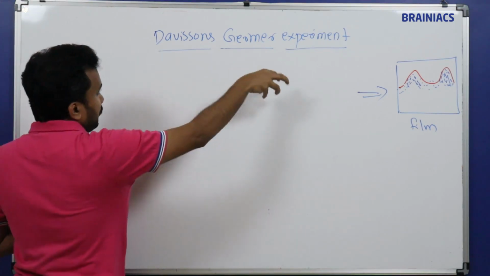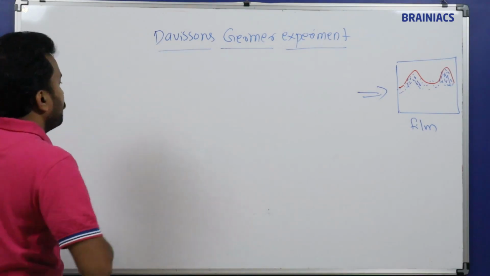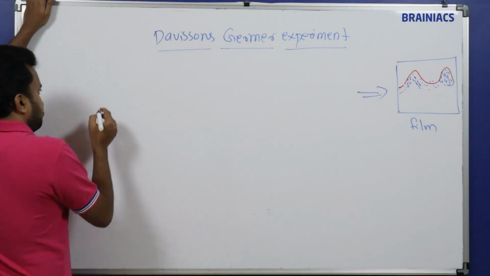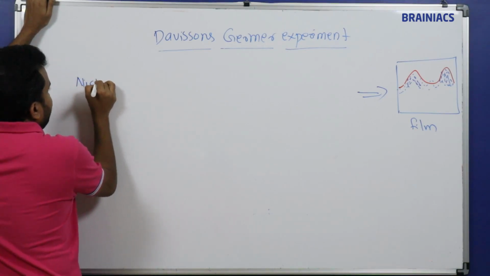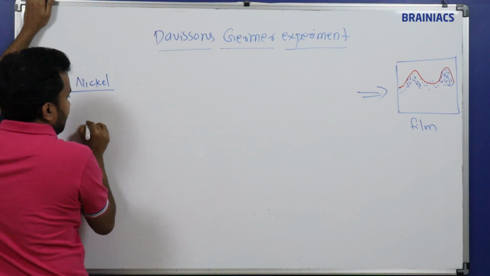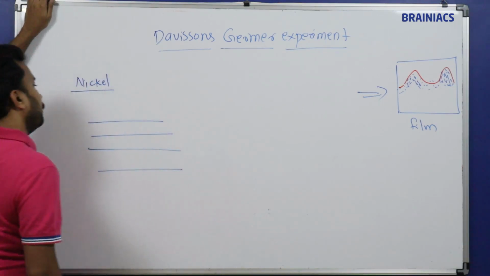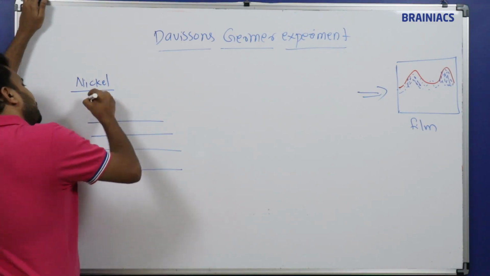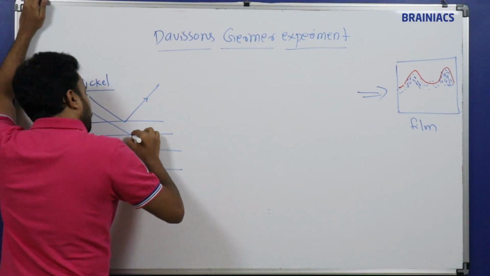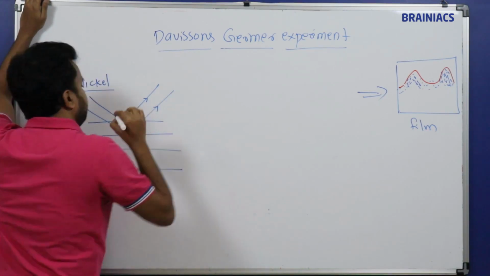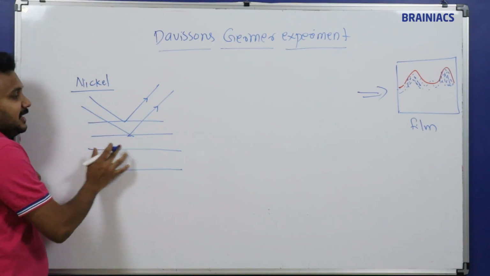Whatever he told is, we used a nickel crystal, a nickel material. In the case of a nickel crystal, or any crystal, there is a lattice structure. Now the condition: suppose one electron beam comes here and goes like this, another electron beam comes here and goes like this. This is a lattice structure.